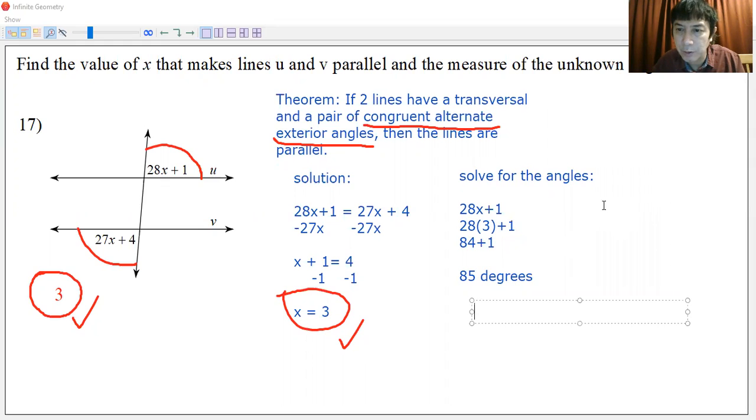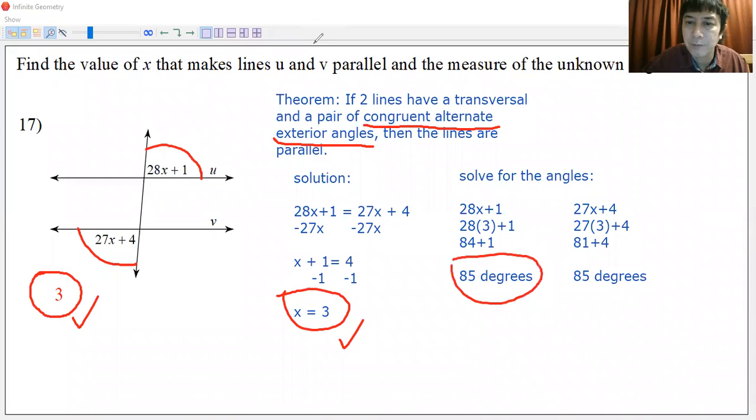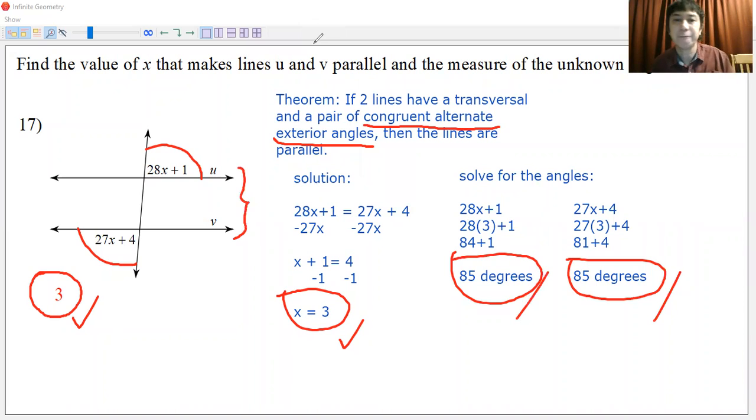We're now ready to use the other one, okay, over here. That will be now 27x plus 4. 27x plus 4 means 27 times the 3 plus 4. And this gives us 21 and 2, 81 plus 4. 81 plus 4 means another 85 degrees. All right, so we have the answers congruent, 85 and 85. All right, they are supposed to be equal so that the lines here are parallel, okay? Those are the answers, the x and the angles.